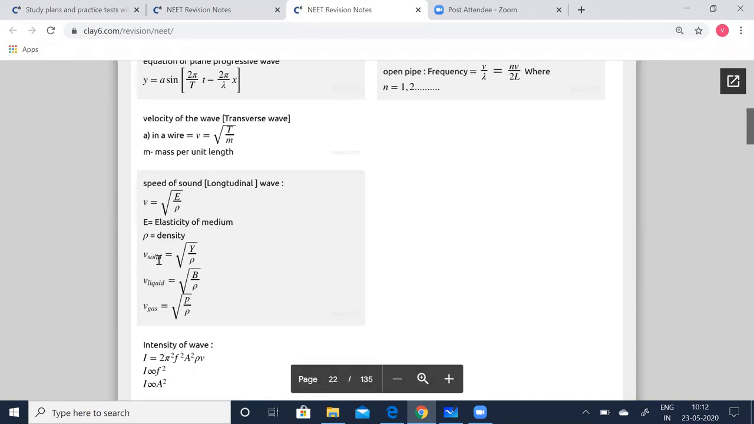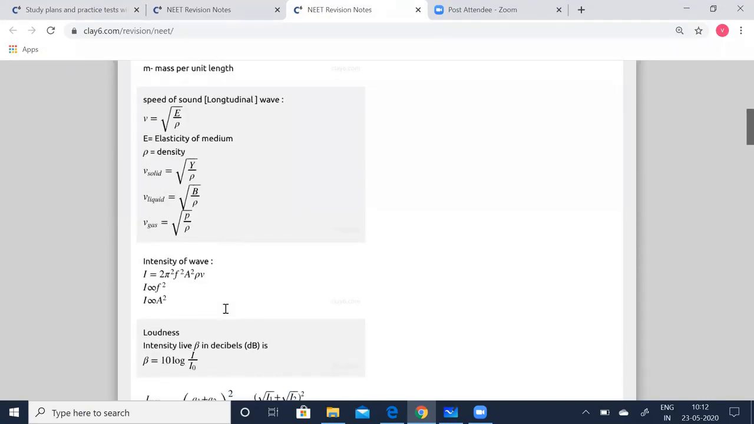So the velocity of sound, if it travels through a solid medium, is equal to root of Y by rho, where Y is the Young's modulus, and v in a liquid is equal to root of B by rho, where B stands for the bulk modulus. v in a gas is equal to root of P by rho, where P stands for the pressure and rho the density.